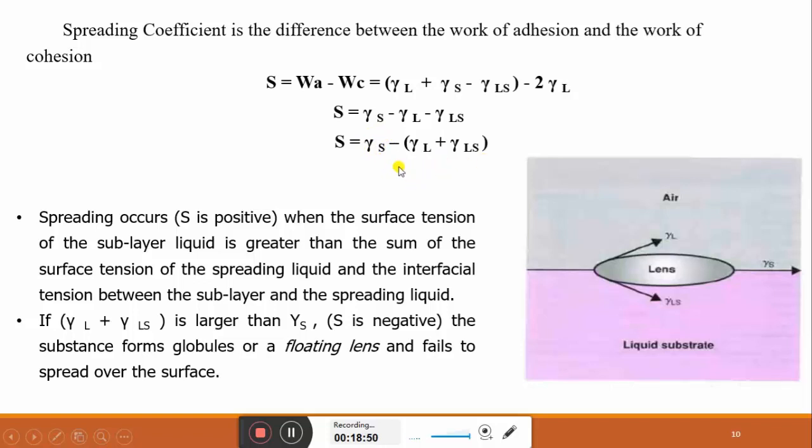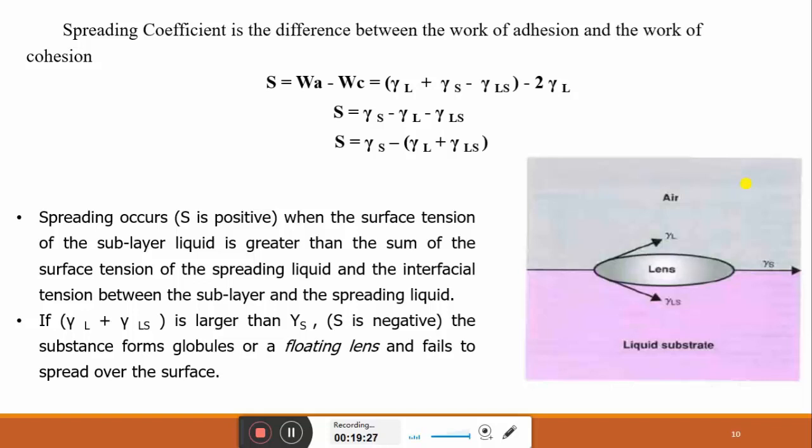That means in simple language, the surface tension of the sublayer of the liquid should be greater than the surface tension of the spreading liquid plus the interfacial tension of the spreading liquid and the sublayer of the liquid. In simple language with an example, the surface tension of water, which is considered as the sublayer of the liquid, should be greater than the surface tension of oleic acid and the interfacial tension between oleic acid and water. If not so, then oleic acid will fail to spread on the surface of the water.